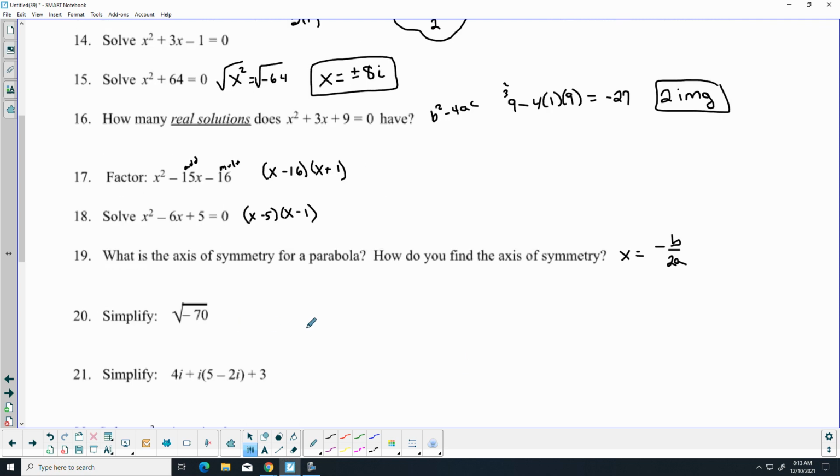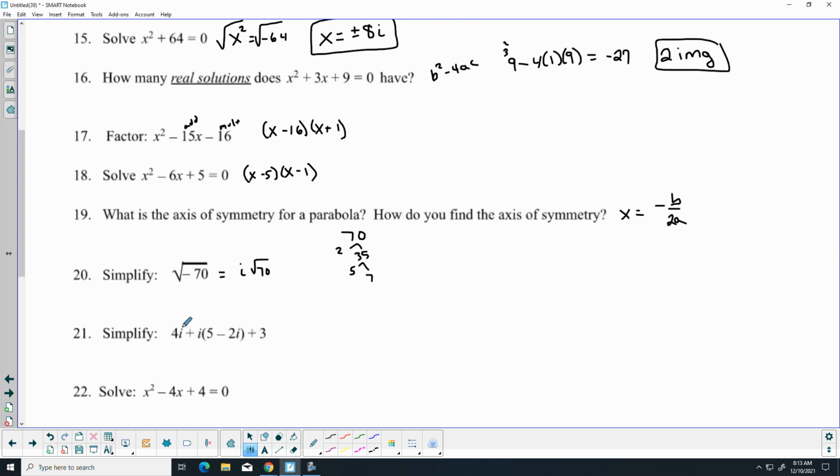All right, simplify. Well, I think I'm going to do a factor tree on that. 70 is 2 times 35. And I am looking at this, and there's nothing that pairs up. 2, 5, 7 are my factors. The only thing I can do is pull out an i with that negative sign. So I'm going to have i radical 70. That's as far as I can go on that one.